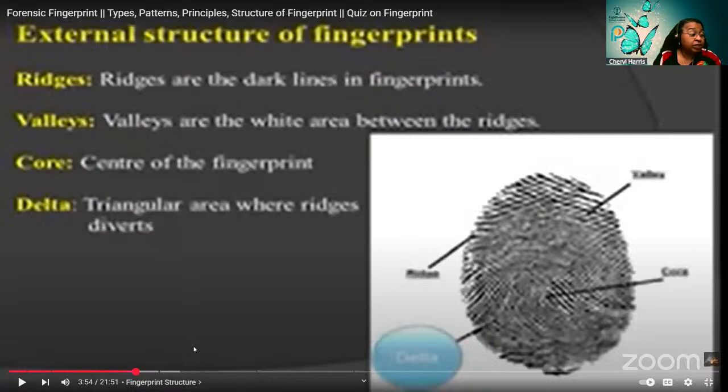All right, on the test next week, you're going to have a picture just like this, and you're going to have to label all the parts. So just a heads up on that.